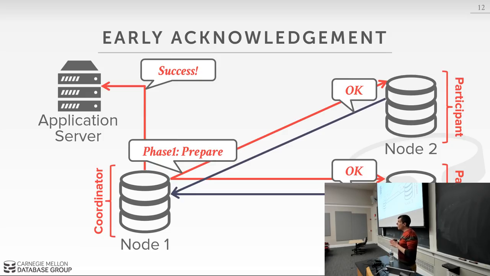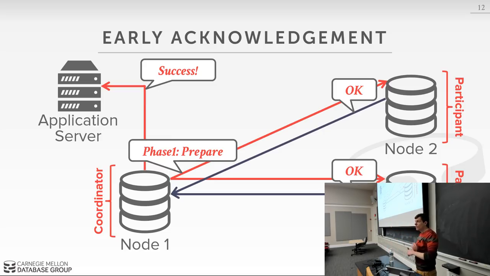His statement is, it does not help you improve the accessibility or availability by doing this. This optimization is not for availability. This optimization is to reduce the latency of sending back the acknowledgement. We still have to go through the full two-phase commit process. It's just, when do we tell the application server whether you've committed or not?